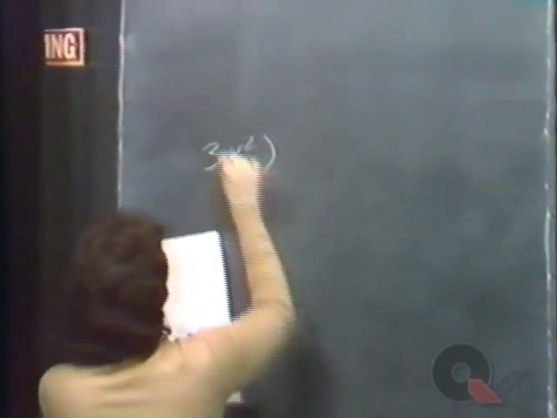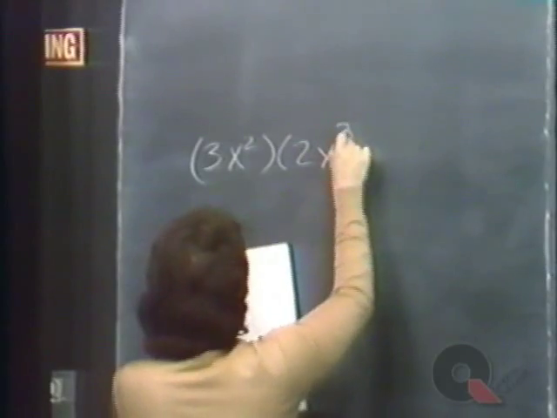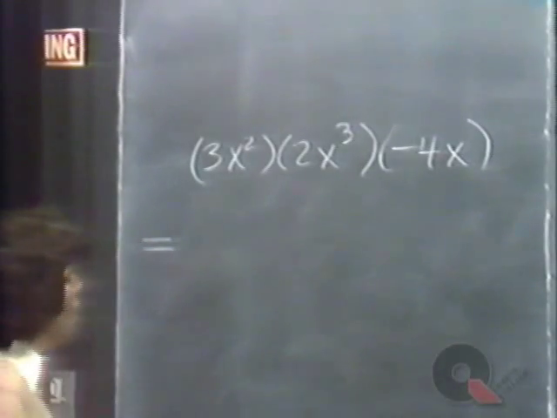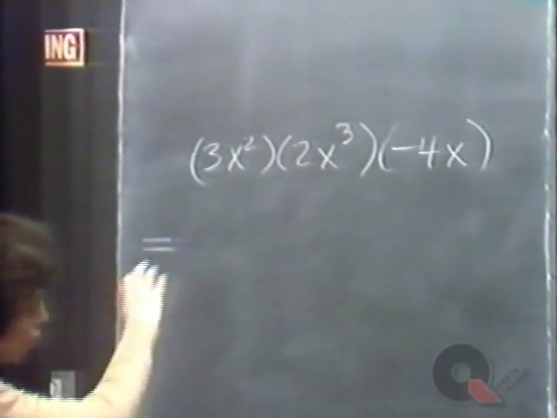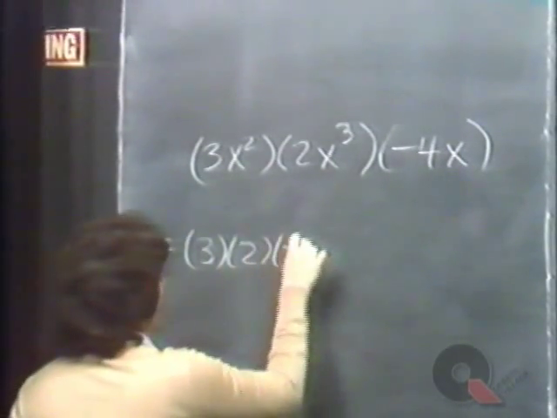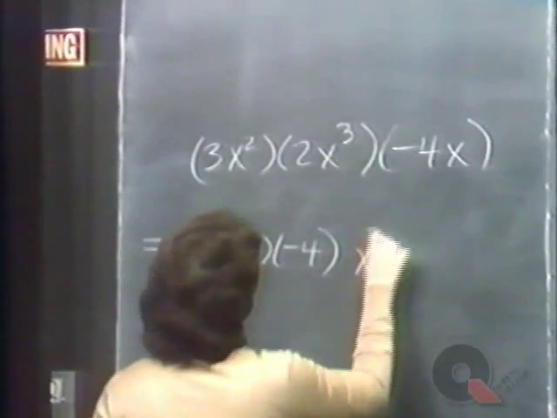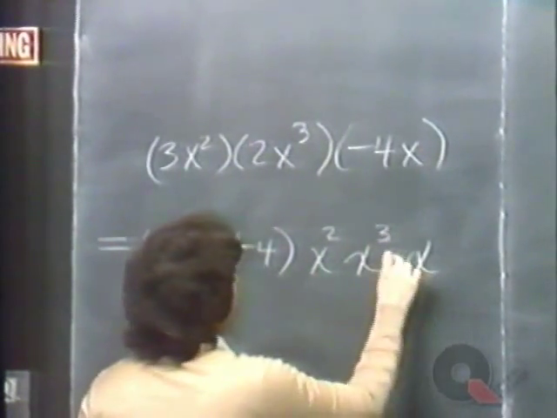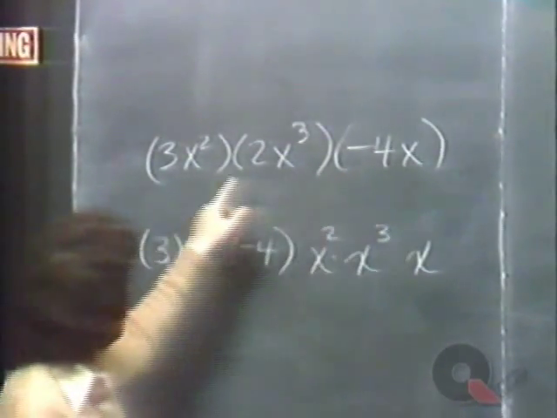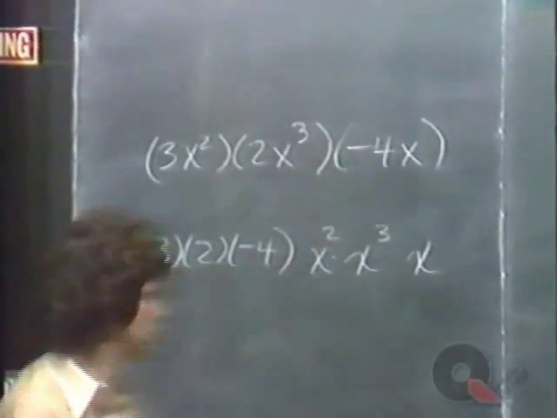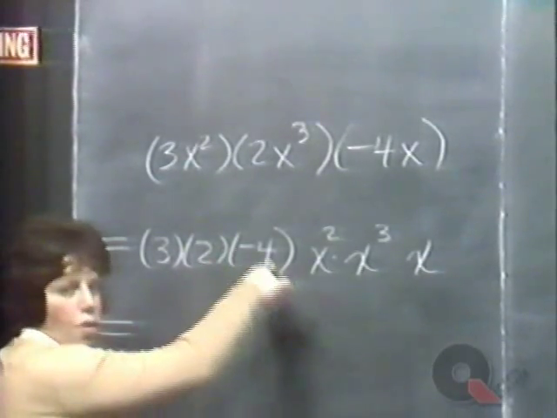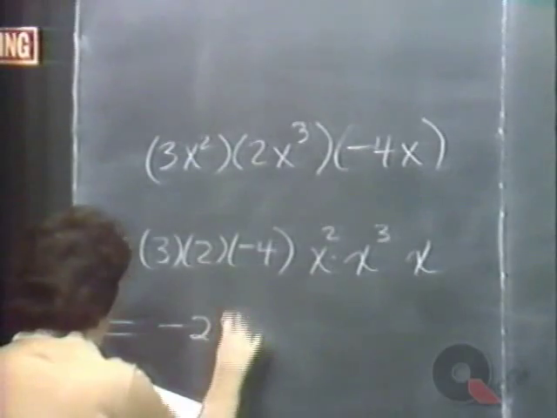3x squared times 2x cubed times minus 4x. Okay, what we're doing here, whether or not you write this step down, is to really rearrange the terms so that first we're handling the constant coefficients and then we're worrying about the variables. In other words, we're multiplying 3 times 2 times minus 4 times x squared times x cubed times x. Okay, 3 times 2, that's 6, times minus 4 gives us minus 24.